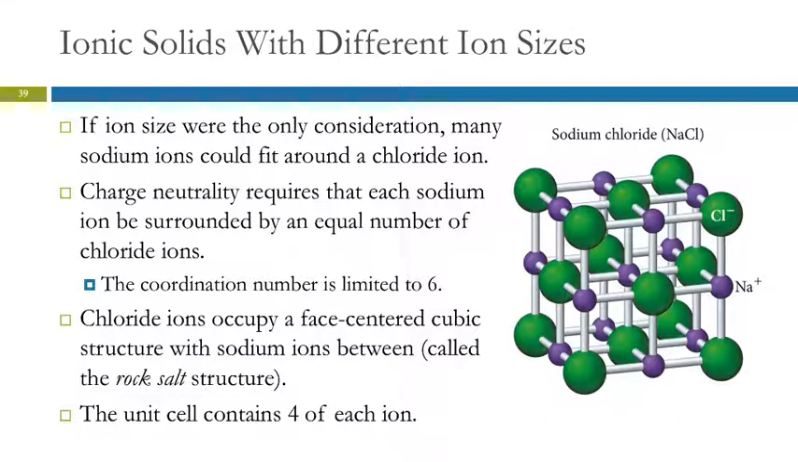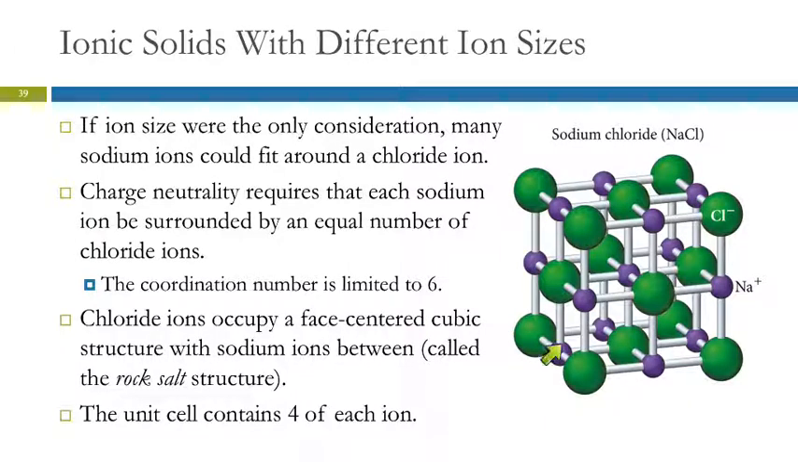What if the cation and anion are not the same size? They are different. So sodium chloride. Sodium ions are much smaller than chloride ions. And if we didn't have to worry about charges, we could actually fit a whole bunch of sodium ions around the chloride ions. They could pack in there much more efficiently, but it has to be charge neutral. So we have to have equal numbers of sodium and chloride ions. So that limits our coordination number to 6.